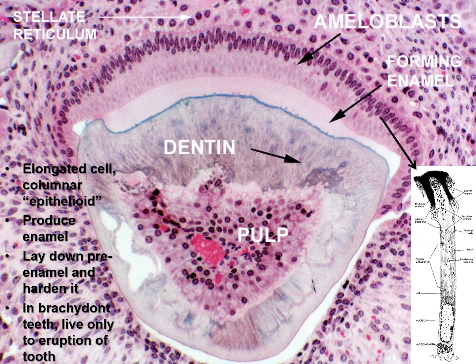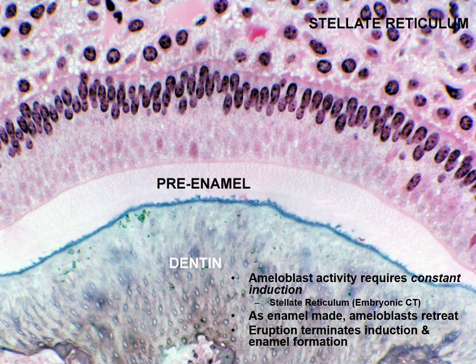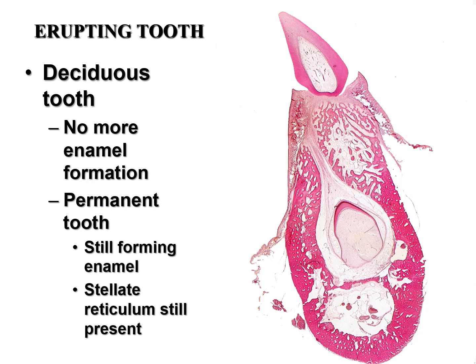As you can see here, this is the dentin, this is the ameloblast, and this is the pre-enamel. Once mineralized, we call it the enamel. Again, these cells, as I said, remain until eruption. After that, they are going to be lost.